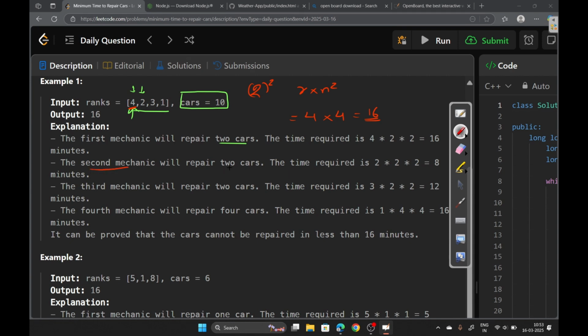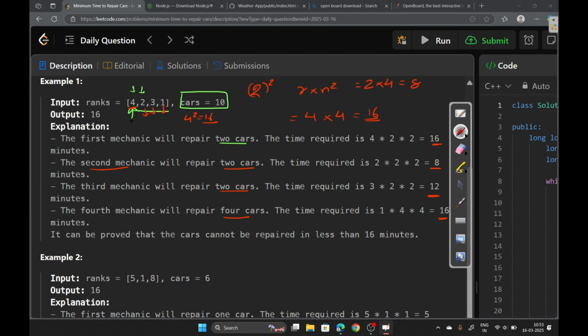Similarly, the second mechanic is also given 2 cars. So the time required for the second mechanic will be 2 squared, 4, times 2, which is equal to 8 minutes. Similarly, the third mechanic is also given 2 cars. So 2 squared is equal to 4, and 4 into 3 is 12. So the third mechanic will be taking 12 minutes. And the fourth mechanic is given 4 cars to be repaired, and 4 squared is equal to 16, and 16 into 1 is also equal to 16.